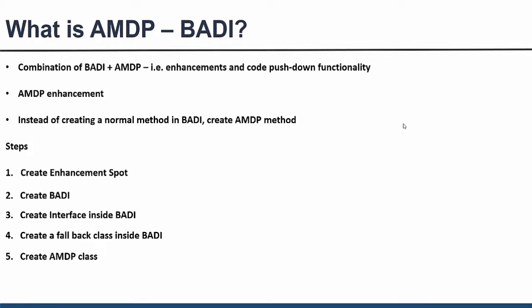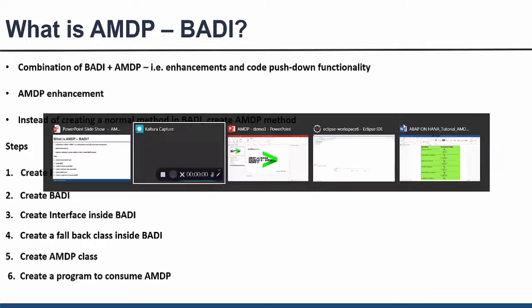Then you will be creating an AMDP and you will be calling this BADI method inside that AMDP. And the last step is you will be creating a program to consume this AMDP. So now you are going to learn how to follow these 6 steps and how to create AMDP BADI.